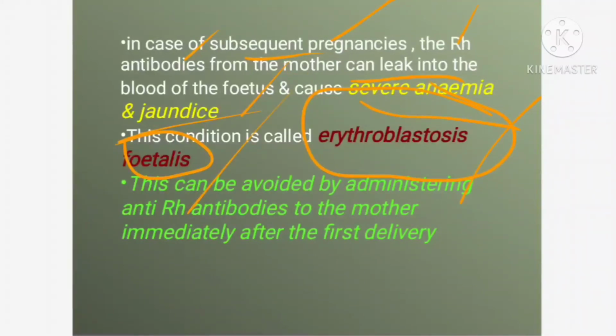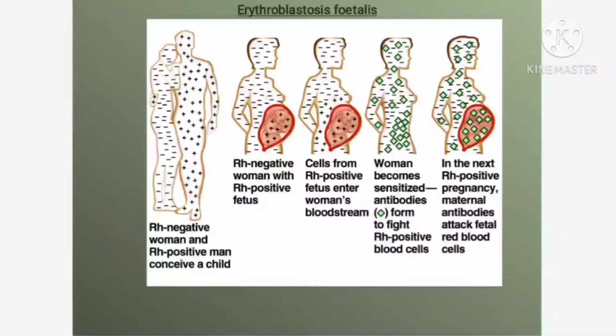I told you, immediately after the first delivery, what has to be given? Anti-Rh antibodies should be given to the mother, so that she does not produce antibodies against the positive factor. So, this is regarding your Rh factor incompatibility, which is called erythroblastosis fetalis.